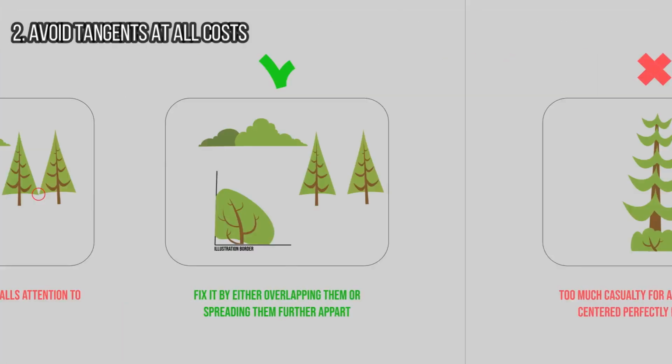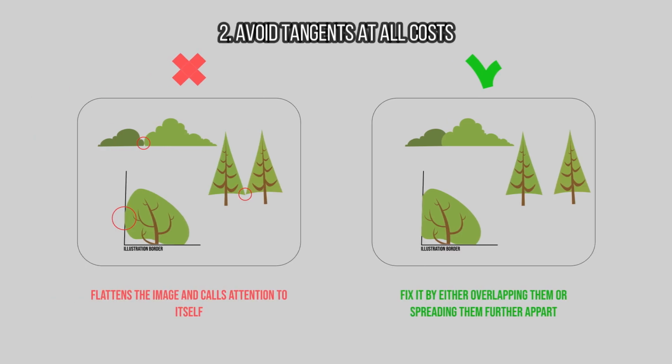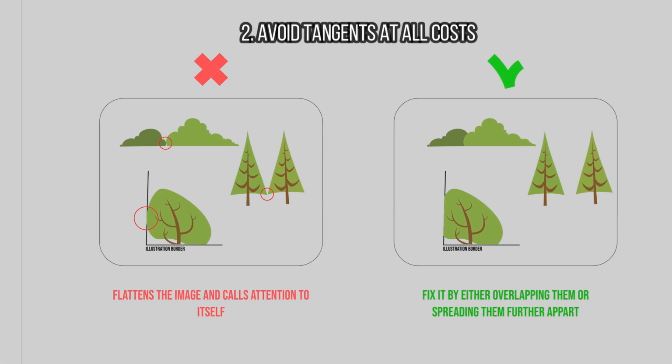The final rule is to avoid tangents at all costs. Tangents occur when 2 or more objects touch or nearly touch at the borders. And this includes the special case of objects contacting the border of the illustration. These tangents call attention to themselves and remind the viewer that the drawing is 2-dimensional. Always be on the lookout for accidental tangents because they can ruin an otherwise fine composition.